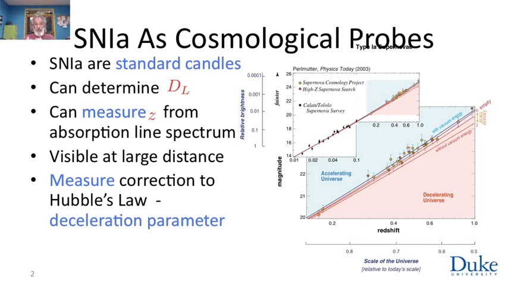And so in the early years of this century and the last years of the last, two groups set out to use type 1a supernovae as standard candles, measure their brightness, know their luminosity, compute the luminosity distance, measure the redshift of their absorption lines of silicon and so on, and figure out the corrections to the Hubble law at large redshifts.